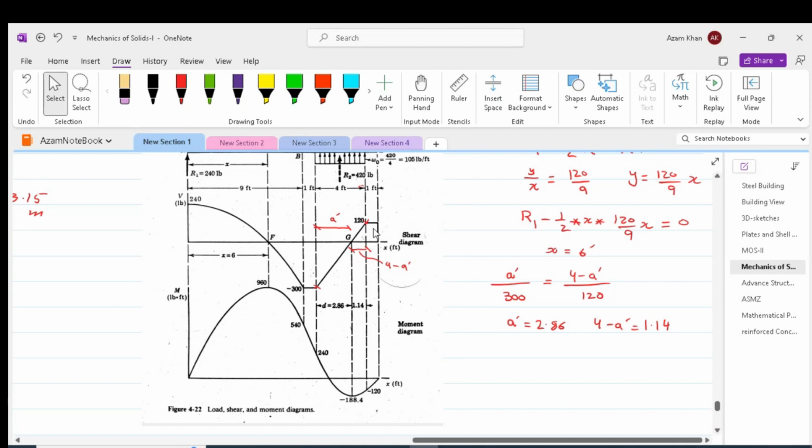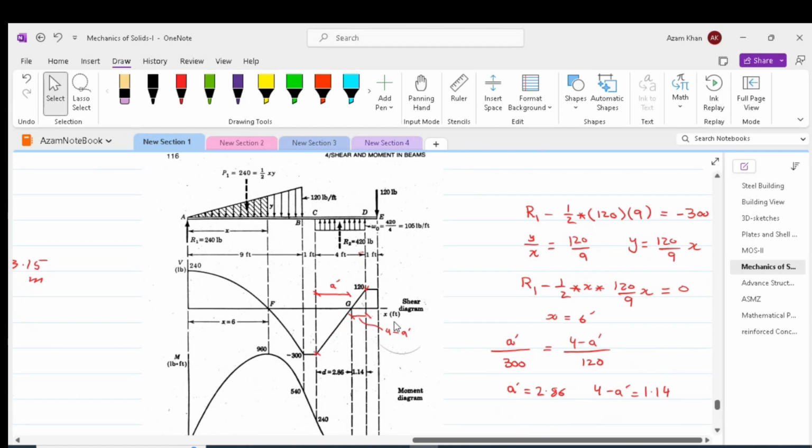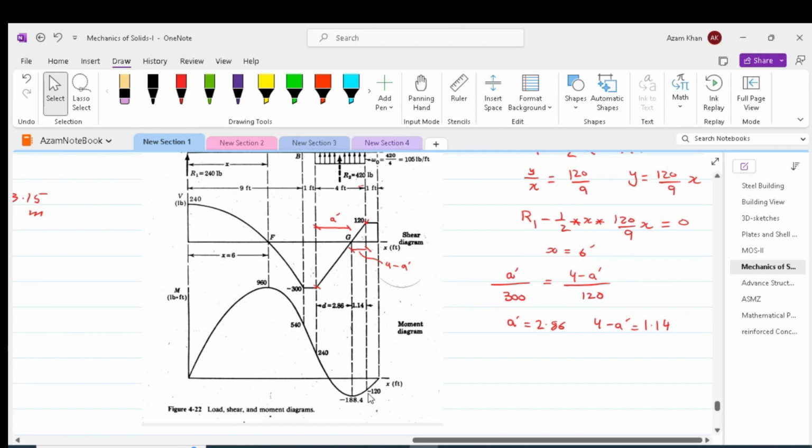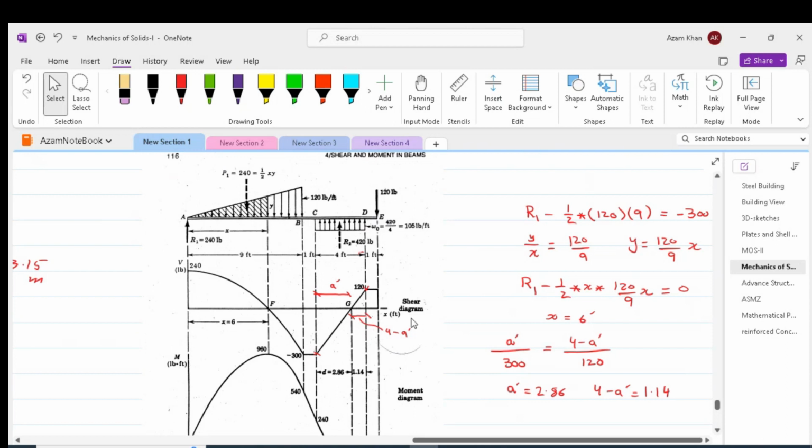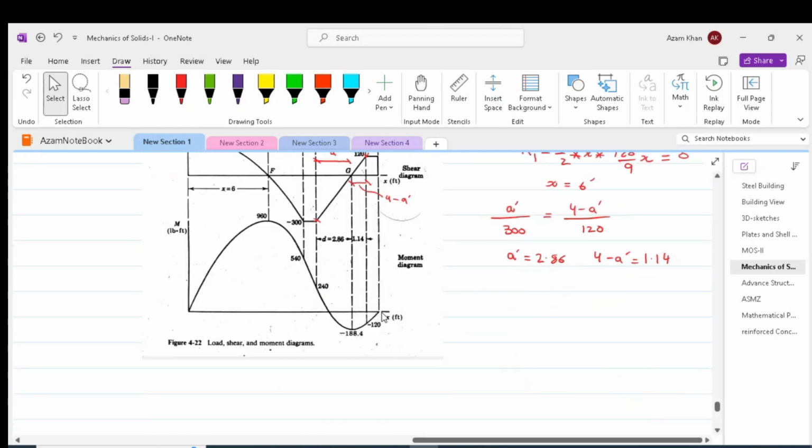After this, we have the last segment, which is DE, and its area is 120 times 1, and that when added to minus 120 will give us 0. Thus, at the point E, our bending moment diagram has closed.